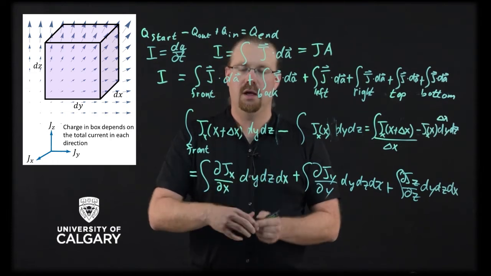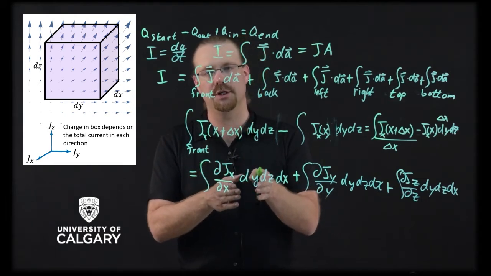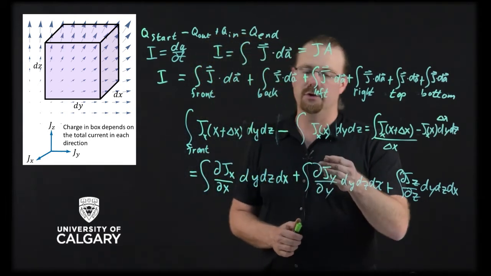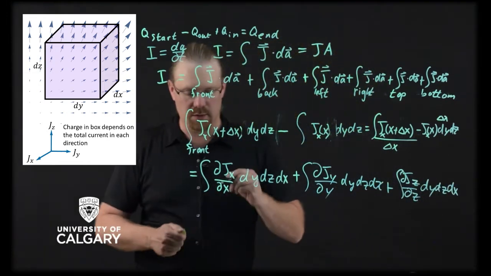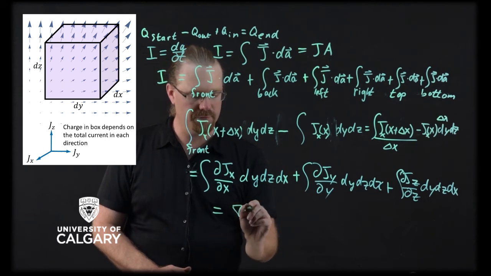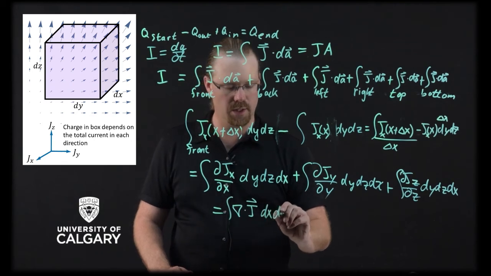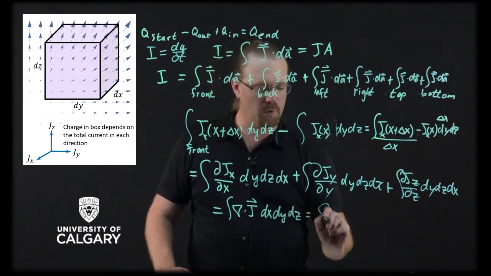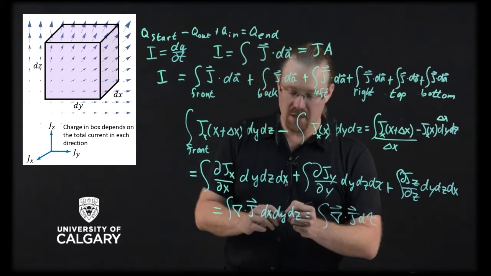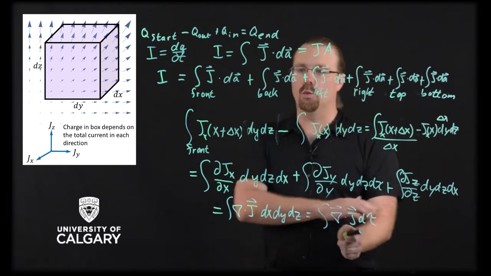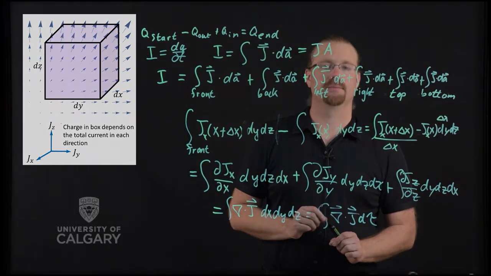The x component of j, taking the x component of j's derivative with respect to x, plus the derivative with respect to y of the y component of j, plus the derivative with respect to z of the z component of j, gives us the divergence of j dx, dy, dz, which we can write more compactly as d tau. The nice thing about putting it as d tau is that what we have is now something that's independent of the Cartesian coordinate system.